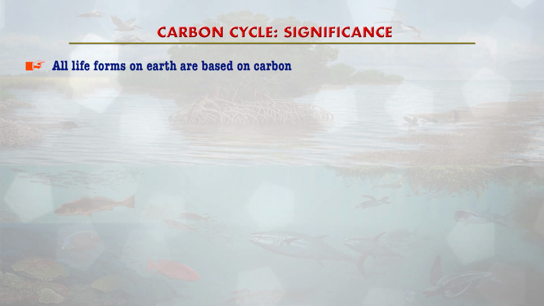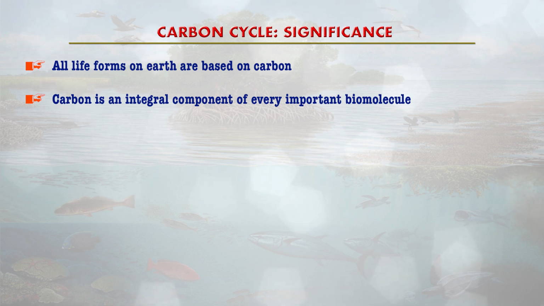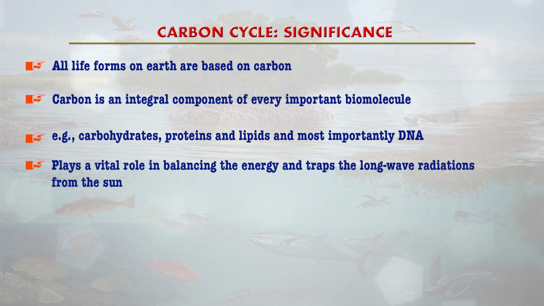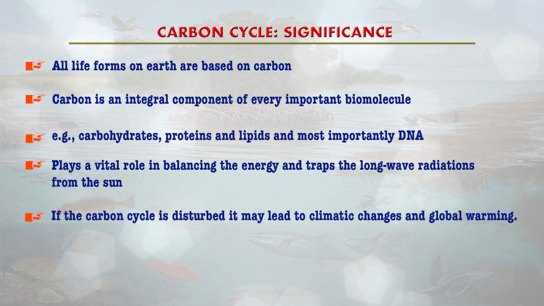What is the significance of the carbon cycle? All life forms on earth are based on carbon, as said earlier. So carbon is an integral component of every important biomolecule, like carbohydrates, proteins, lipids, and most importantly, the genetic material, that is DNA. It plays a vital role in balancing the energy and traps the long wave radiations from the sun. If the carbon cycle is disturbed, it may lead to climate change and global warming, as all of us know how dangerous global warming is.